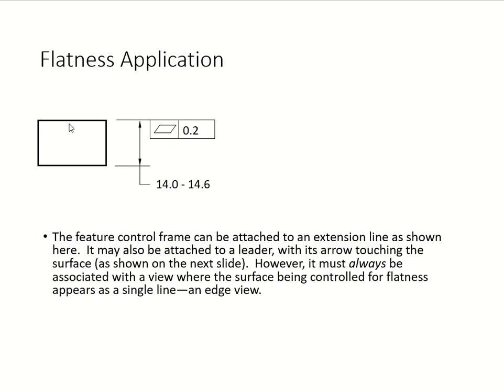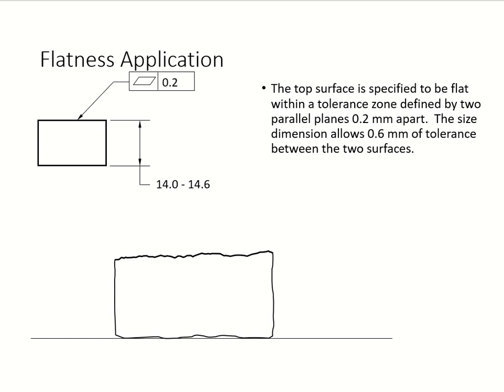And what kind of view? The view that shows the surface being controlled by this control frame appearing as a single line, which is this one. Of course, we call that the edge view. All right, let's go to the next one.